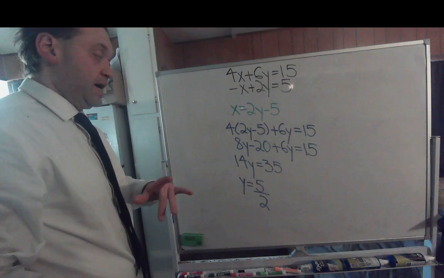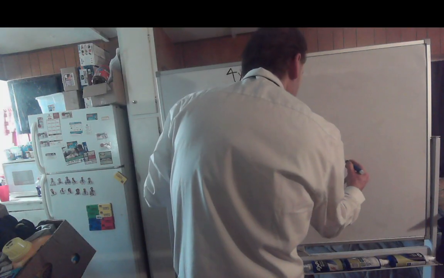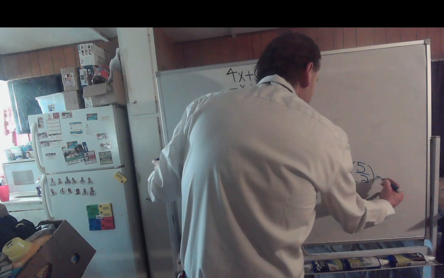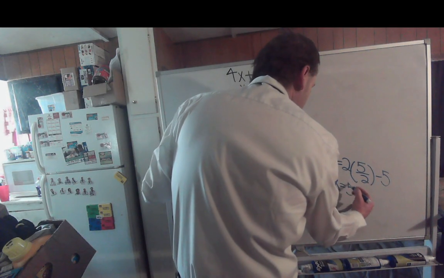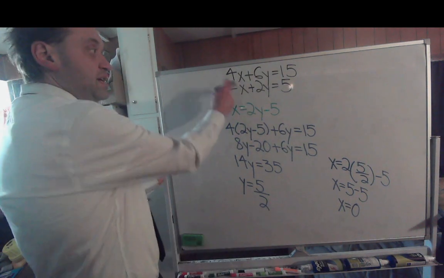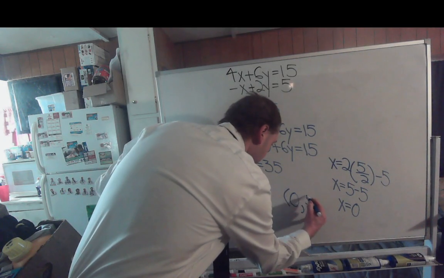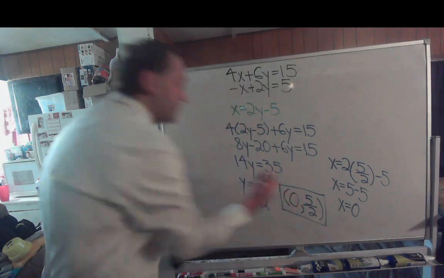Now we just need to go ahead and solve for x by putting the y value in for that equation. So x would equal 2 times that y value of 5/2, all that minus 5, which would mean x equals 5 minus 5, which would give you an x value of 0. So the ordered pair that's the intersection of these two lines will be located at the point 0, 5/2. That is the point of intersection, would be at 0, 5/2.